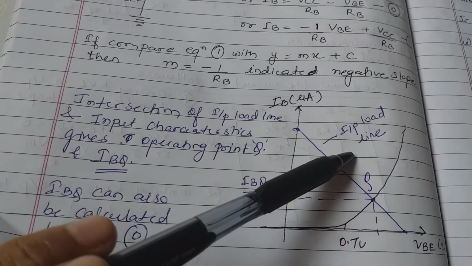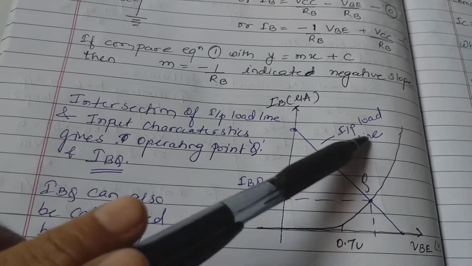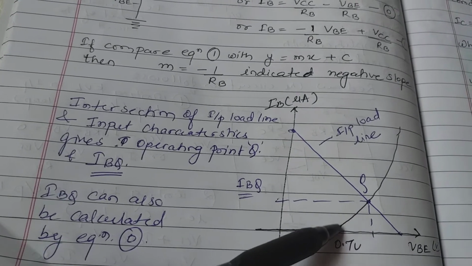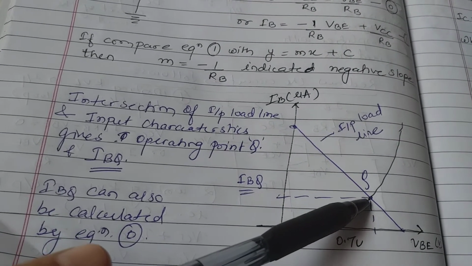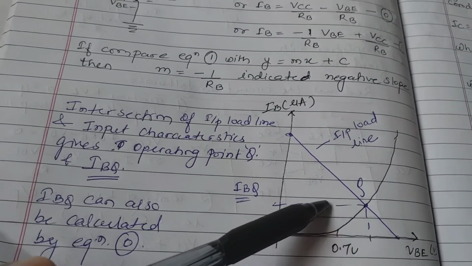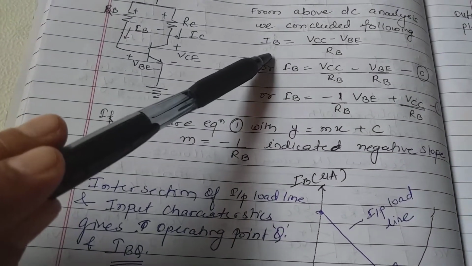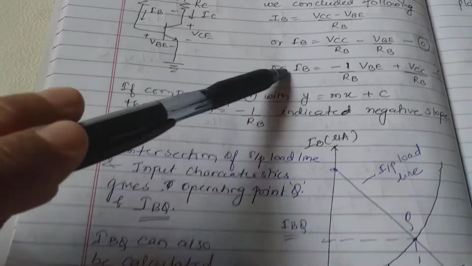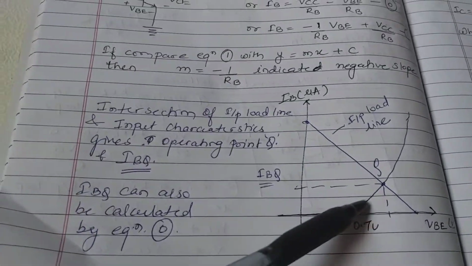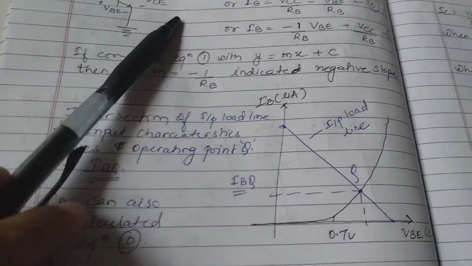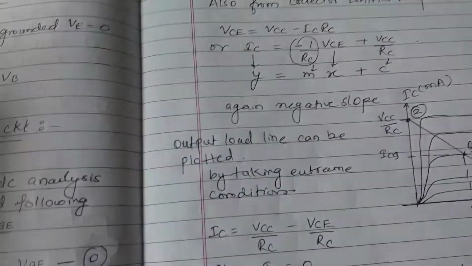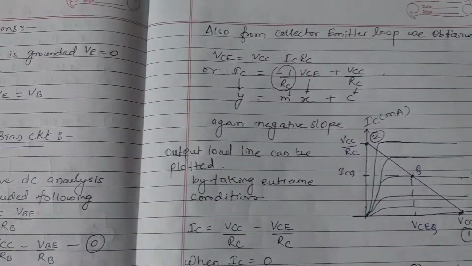This is called the input load line, and from the intersection of the load line and the curve, we can get the Q point, which will give you IBQ. Also, we can get IBQ from this expression mathematically. This we get from load line analysis. Similarly, we can do the load line analysis for the output circuit.